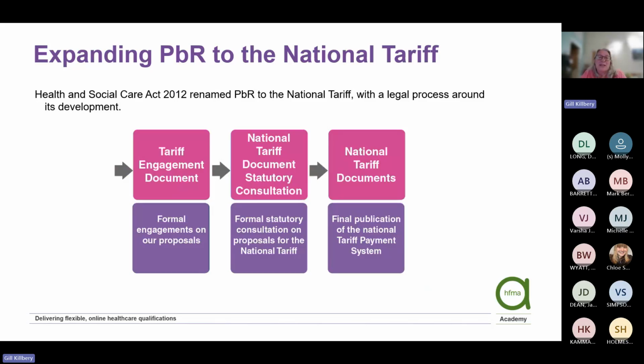The Health and Social Care Act in 2012 renamed PBR to the National Tariff.